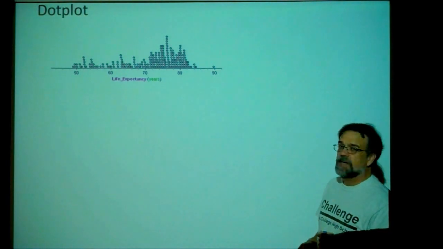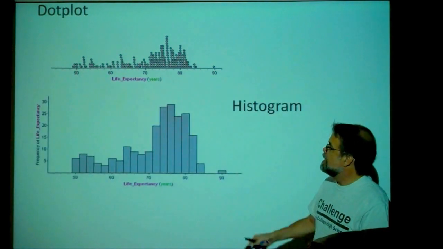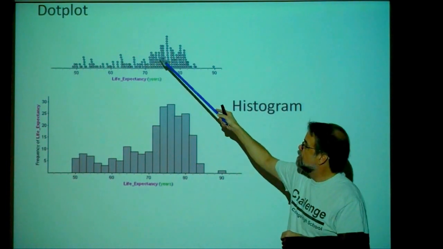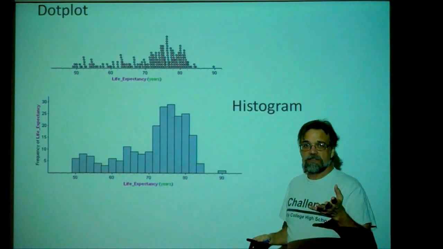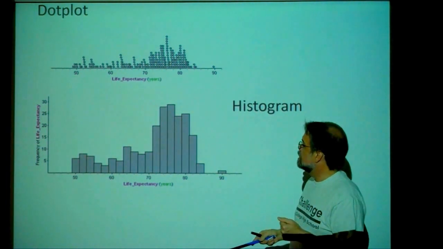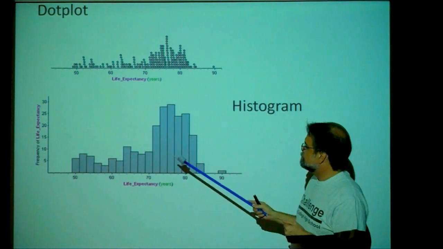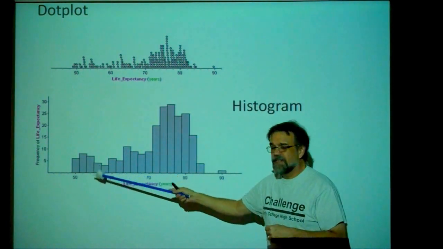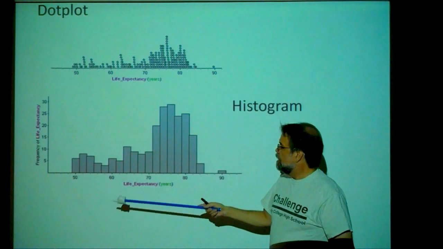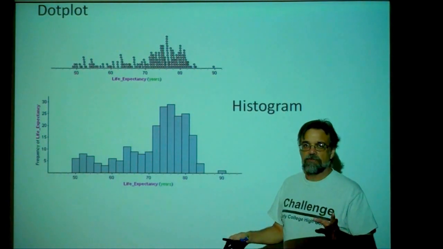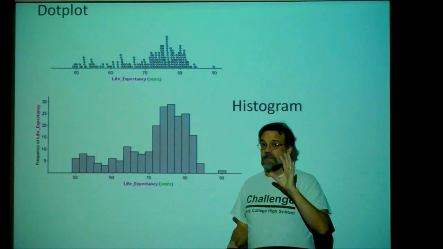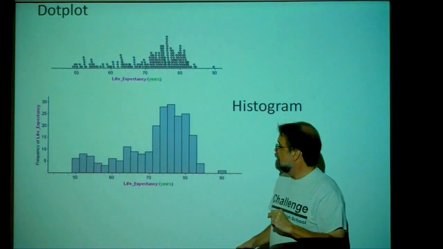Now let's look at histograms. Okay? I left this dot plot up here so we can compare the dot plot to the histogram. This is the life expectancy data set. Now, each of these, it looks like a bar chart, right? It's not a bar chart. It's a histogram. Bar charts are used for categorical data. Histograms are used for quantitative data.